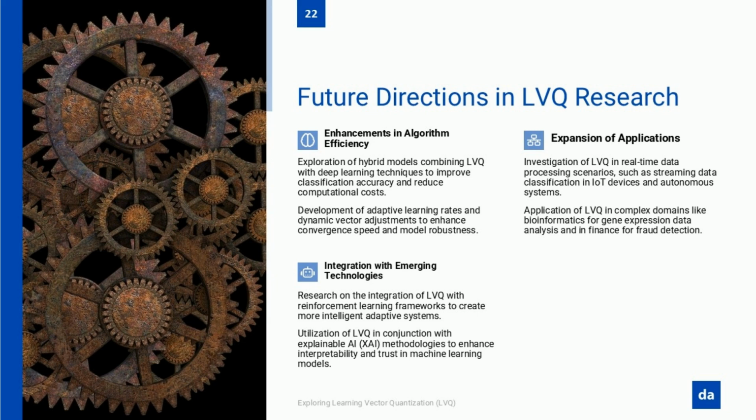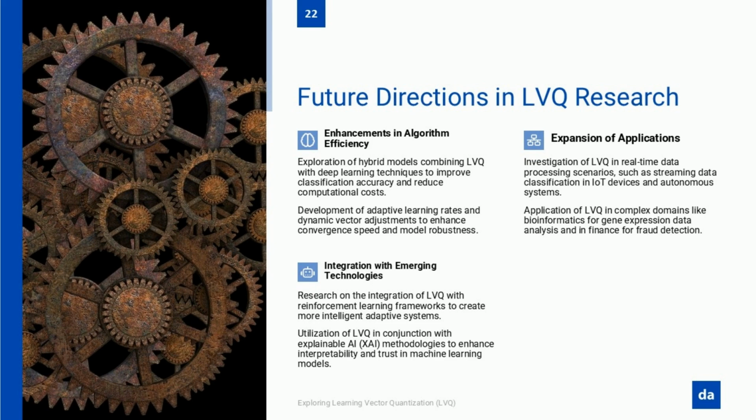And then there's explainable AI, XAI. One of the biggest criticisms of deep learning is that it works like a black box. It makes decisions, but we don't always know why. LVQ, on the other hand, is highly interpretable. Since it uses prototype vectors, it's easier to visualize how and why it classifies data the way it does. This is a huge advantage in fields like healthcare and finance, where AI decisions need to be transparent and justifiable.